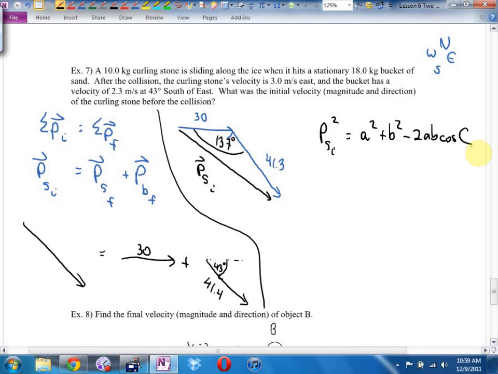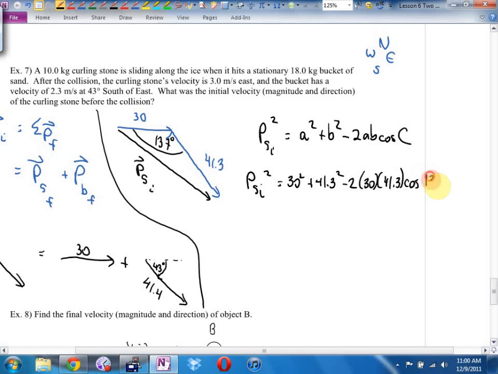So this is going to be 30 squared plus 41.3 squared minus 2, don't forget the 2, times 30 times 41.3 cosine of 137. And again, this equation is on your formula sheet. You'll probably end up memorizing it for this unit, though, because you use it so often. 30 squared plus 41.3 squared minus 2 times 30 times 41.3 times the cosine of 137.